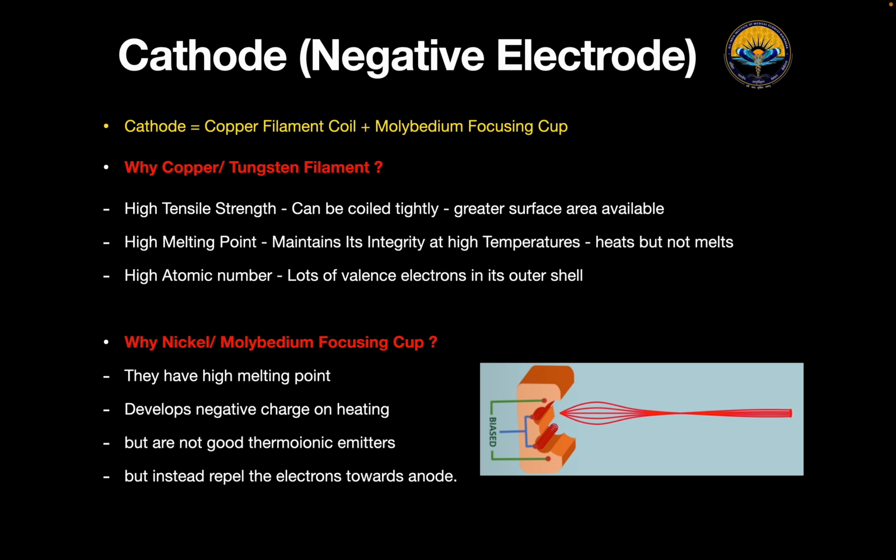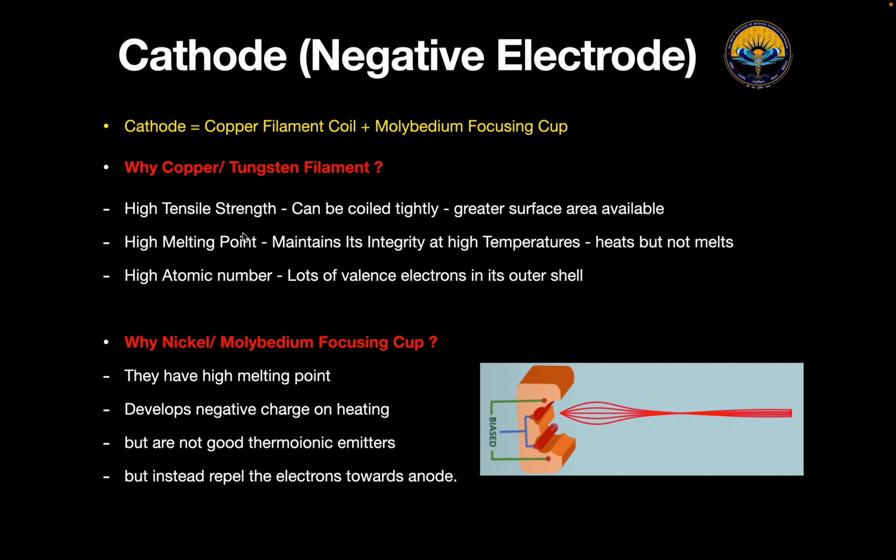The filament is made up of copper or tungsten. We prefer a tungsten filament because it has a very high tensile strength. This is the most important point for tungsten filaments. This is important because then the tungsten filament can be coiled very easily, and it can be coiled into multiple loops, and these multiple loops will greatly increase the surface area, so more and more electrons will be available for thermionic emission. So ultimately we prefer tungsten filament mainly because it has a very high tensile strength.